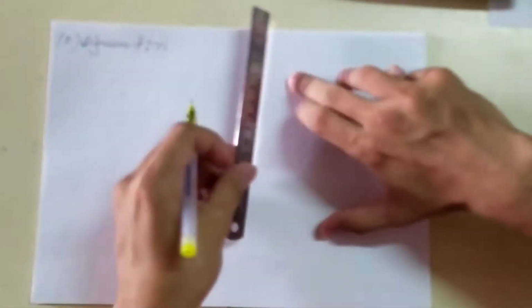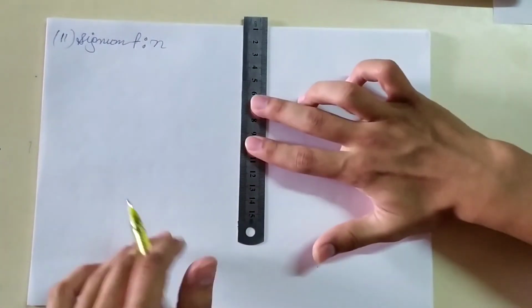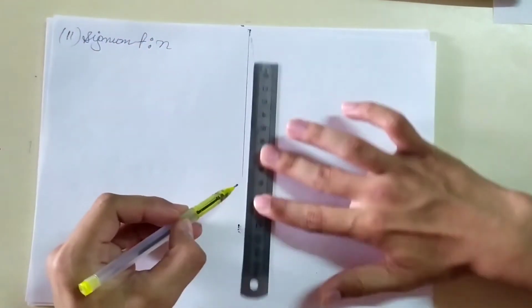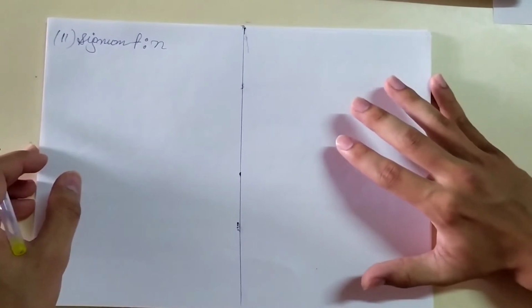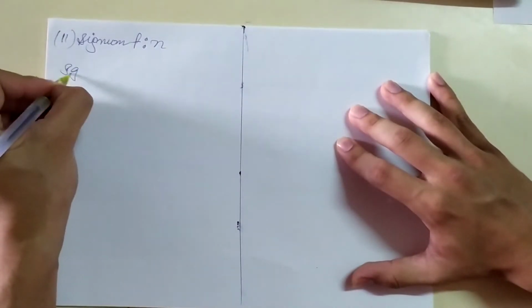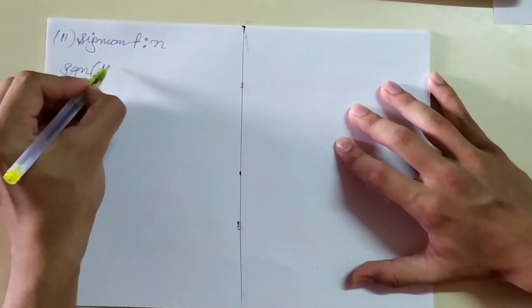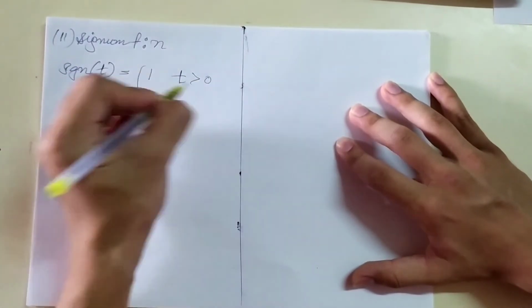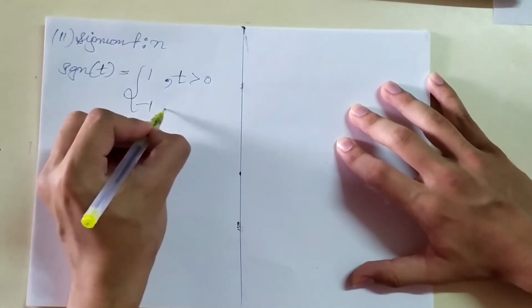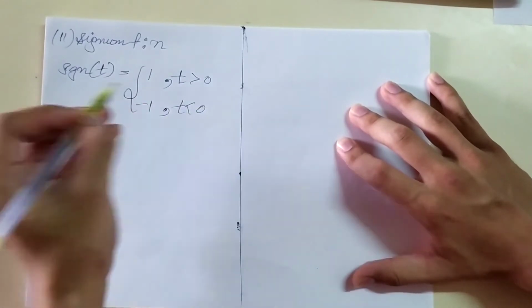So this function, you must have seen it in 11th, 12th. So the function is defined as SGN, which is signum of t, is 1 for t greater than 0 and minus 1 for t less than 0.